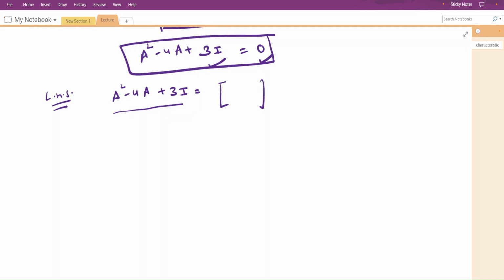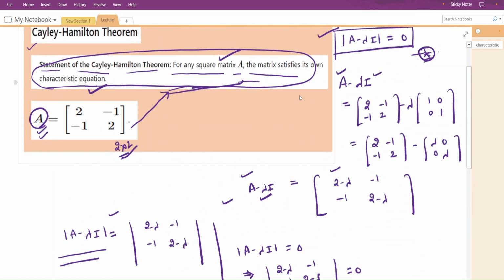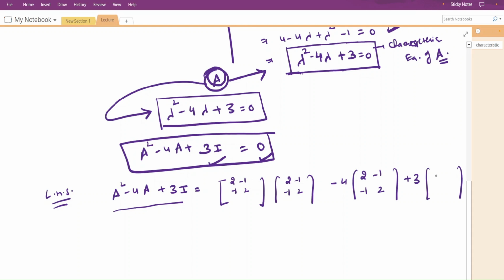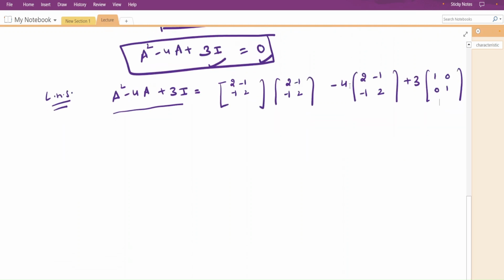What is the value of matrix A? That is [2, -1; -1, 2]. So let me put it here: [2, -1; -1, 2] multiplied by the same matrix [2, -1; -1, 2], minus 4 times A, which is again [2, -1; -1, 2], plus 3 times the identity matrix [1, 0; 0, 1]. Now I have to solve this expression.